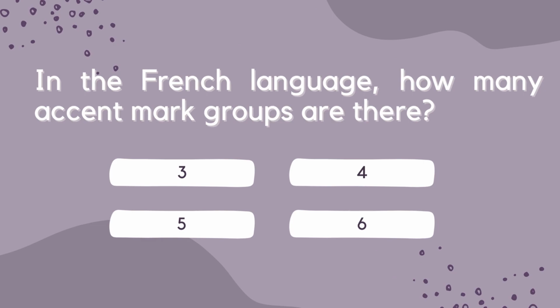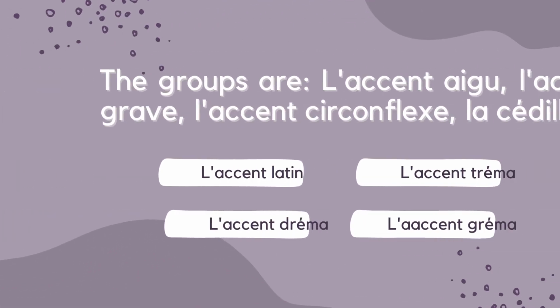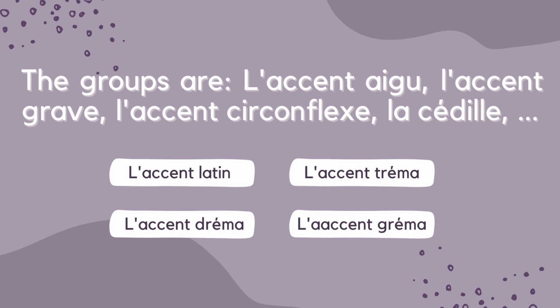In the French language, how many accent mark groups are there? The groups are l'accent aigu, l'accent grave, l'accent circonflexe, la cédille, and l'accent tréma.